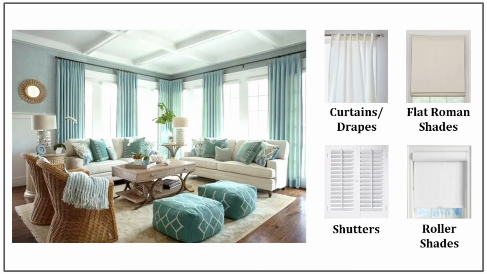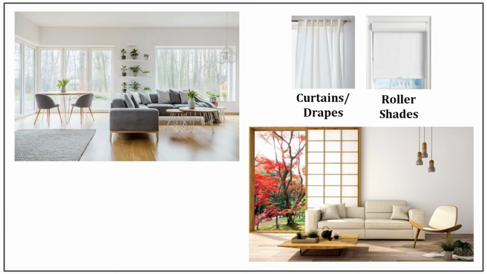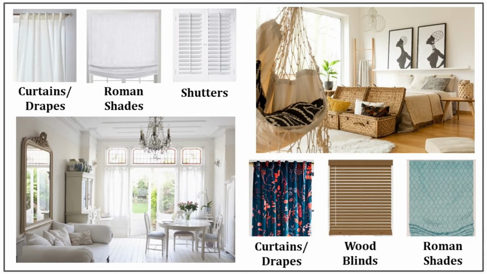For a coastal chic look, consider light and airy curtains or drapes, simple Roman shades, shutters, or light filtering roller shades in a natural material. For a Scandinavian or Zen style, go with simple light colored curtains or light filtering roller shades. For French country, consider curtains or drapes, Roman shades, or shutters. For a Bohemian style, consider richly colored or patterned curtains or drapes, wood blinds, and Roman shades.